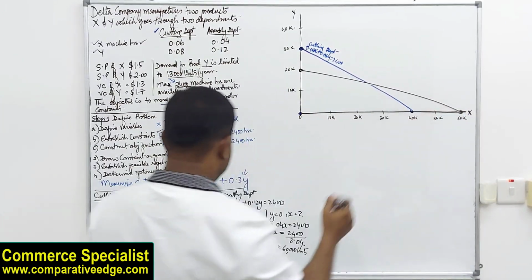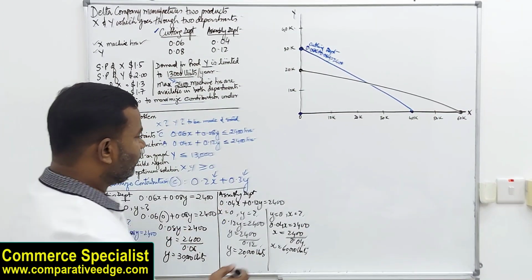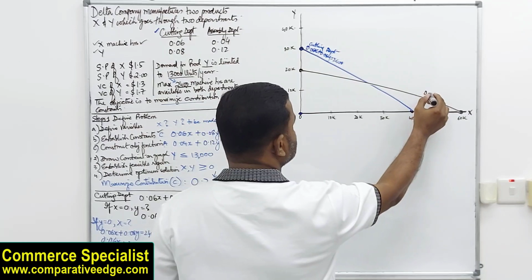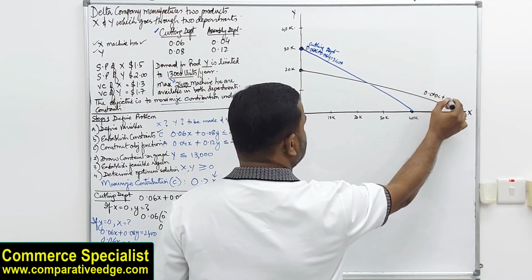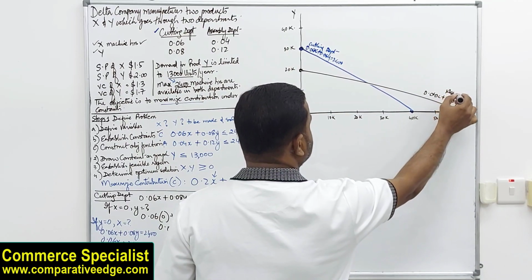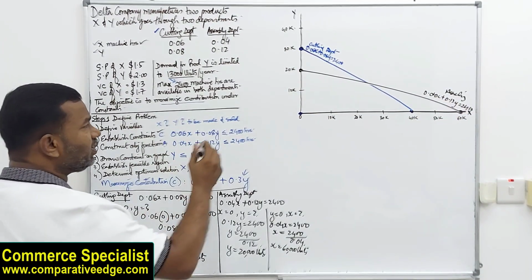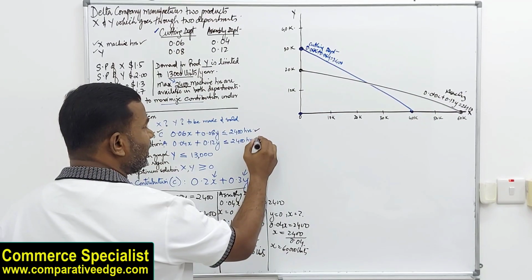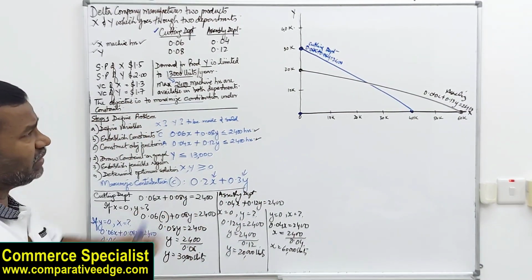And here I can write the equation for assembly department, which is 0.04x plus 0.12y is equal to 2400, and this is for assembly department. So I have plotted on the graph cutting and assembly department equations, as you can see.